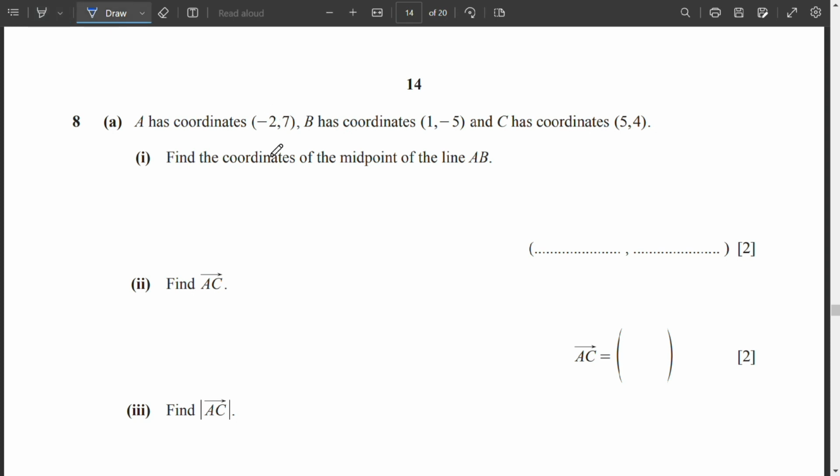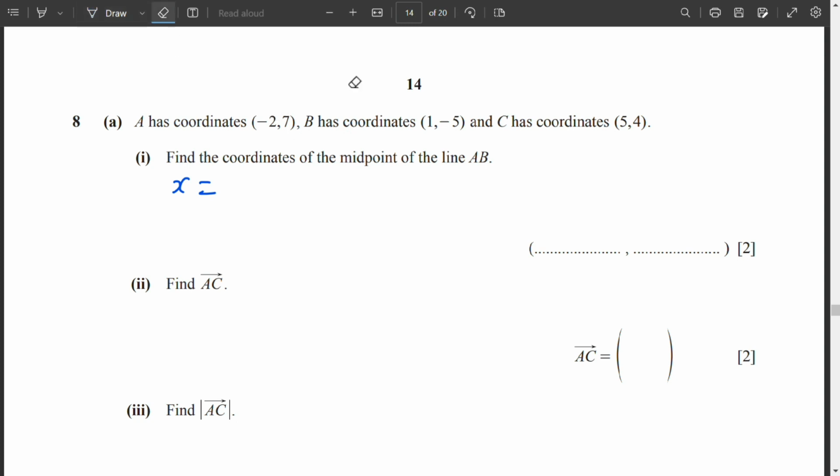Now see, A has coordinates minus 2, 7, B has coordinates 1, minus 5, and C has coordinates 5, 4. They have given 3 points. Find the coordinates of the midpoint of the line AB. So we are considering only these 2 points. The midpoint's x coordinate will be just x1 plus x2 by 2.